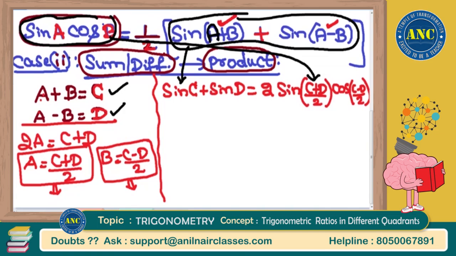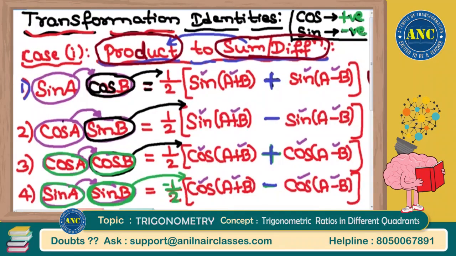Over. That means replace A with C plus D by 2. Replace B with C minus D by 2. I hope everyone is clear. Suppose if I take my second case, cos A cos B.